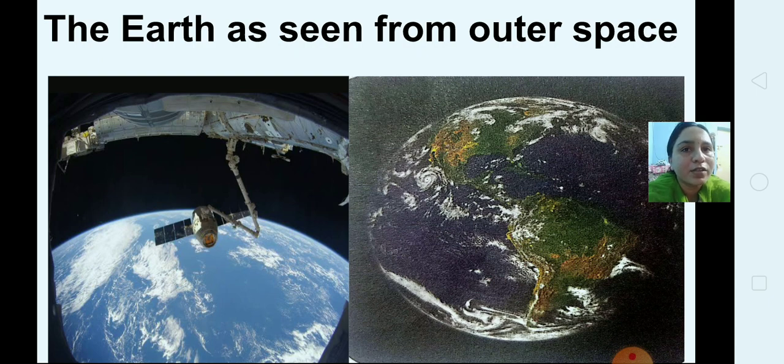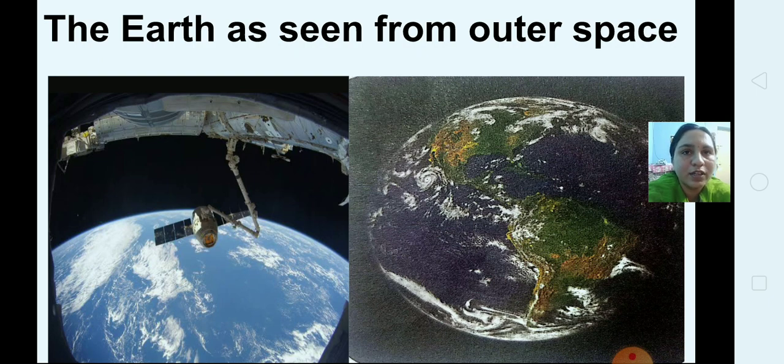So from space, the earth is round. If you see from space, the earth is round in shape. Astronauts have seen the earth from outer space. The earth looks like a blue ball from there. The blue color is because of the oceans and seas present on it.